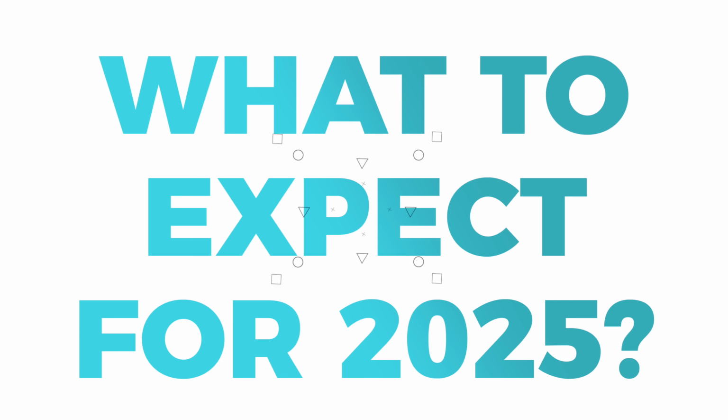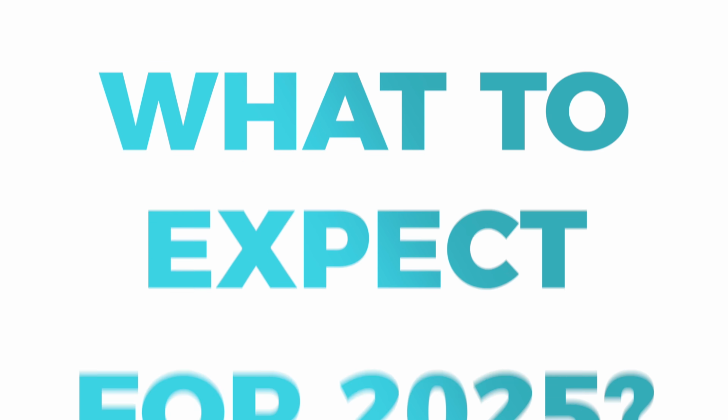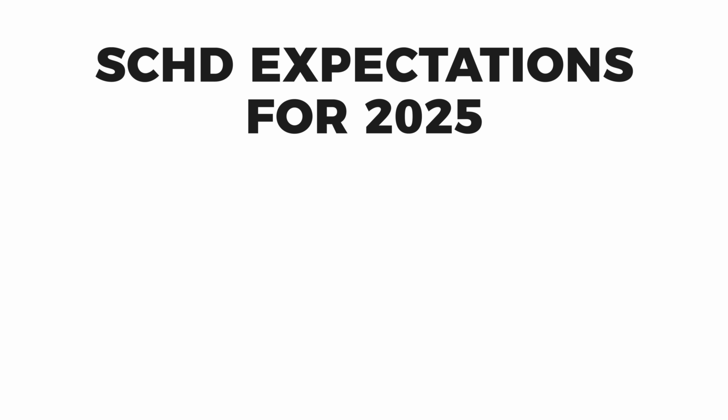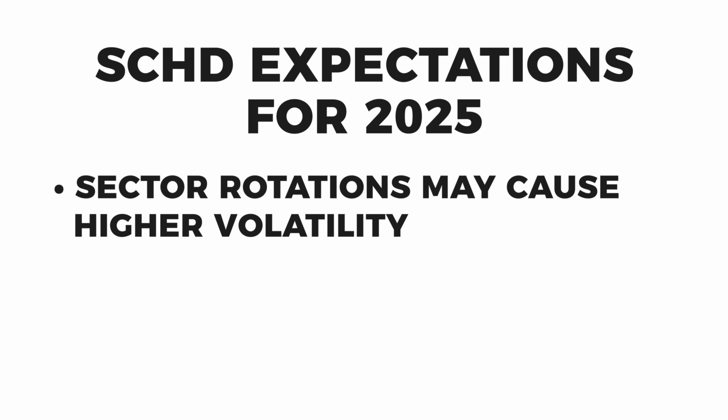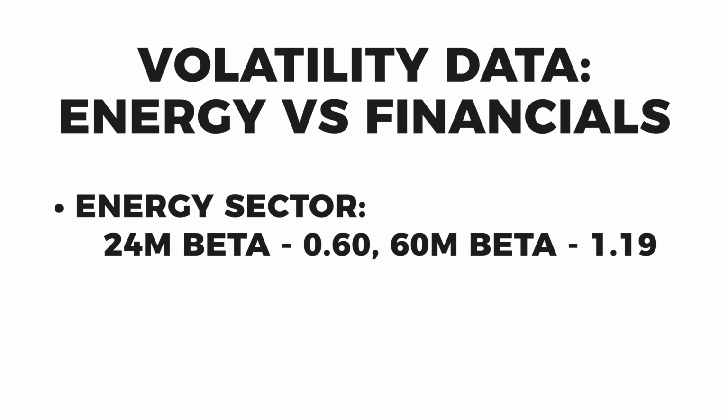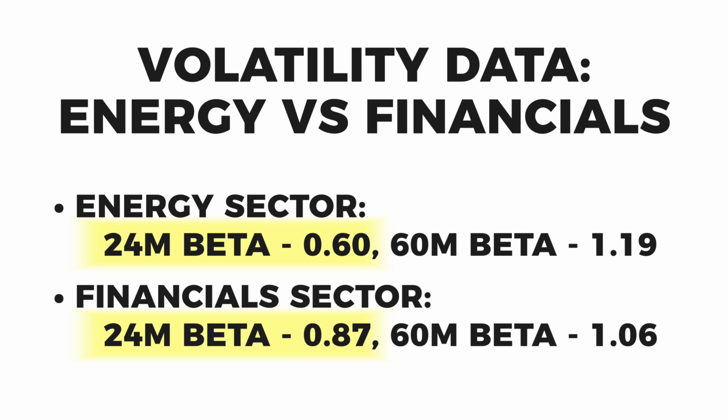All right, so all this being said, what should we actually expect from SCHD in 2025? Now, the big changes are energy went up by a lot and financials went down by a lot. And at first glance, I thought this really meant that there would be a little bit more volatility in SCHD than in the past. But when I looked at the actual data, I was a little bit surprised to see that energy has been less volatile than financials over the last couple years.